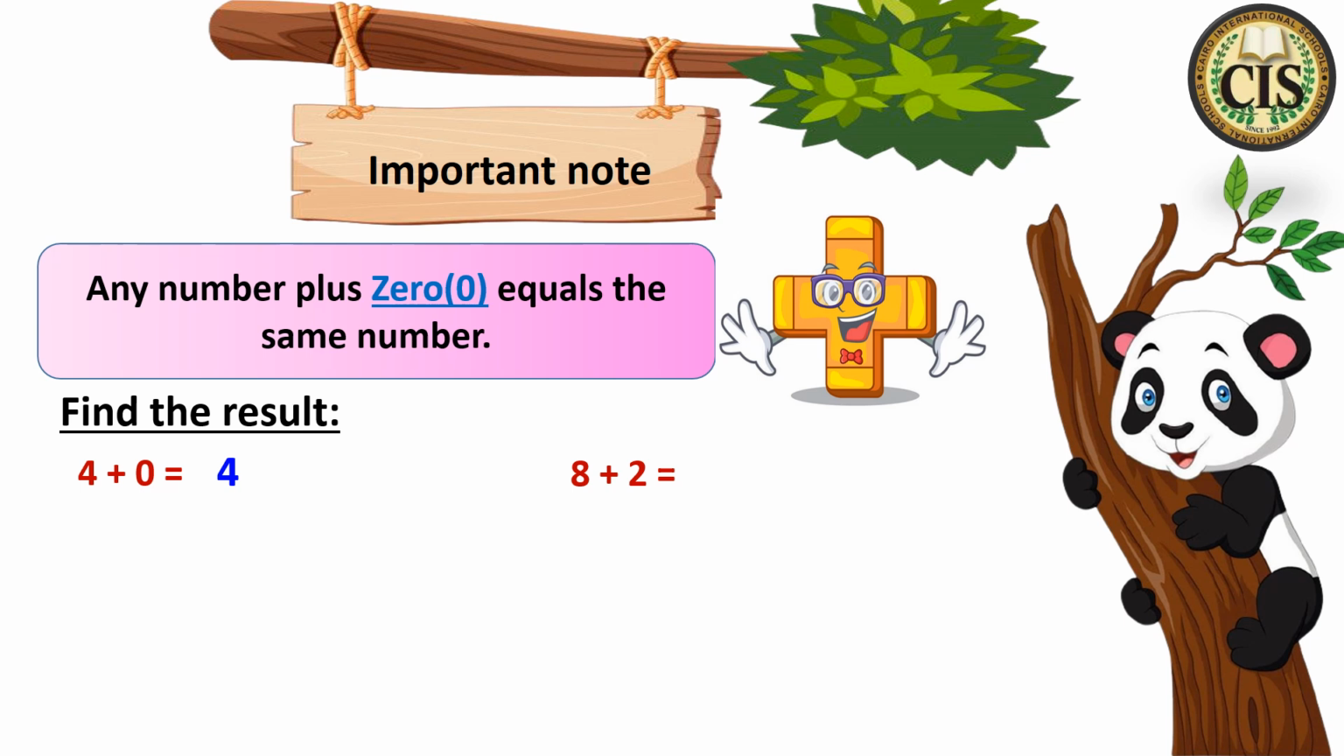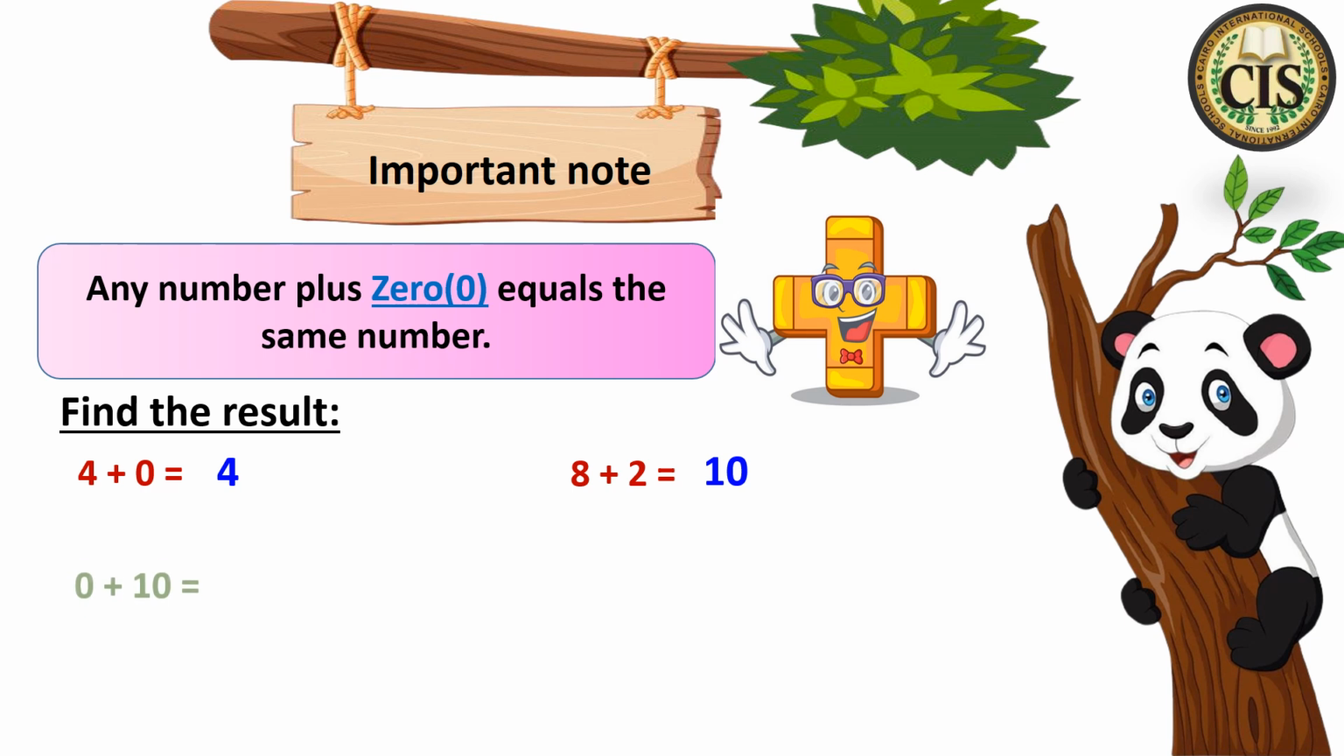The next one, 8 plus 2. Here we have the addition sign plus. So put 8, the bigger number, in my mind and the smaller number 2 on my fingers and start counting. After 8, 9, 10. So the result will be 10.